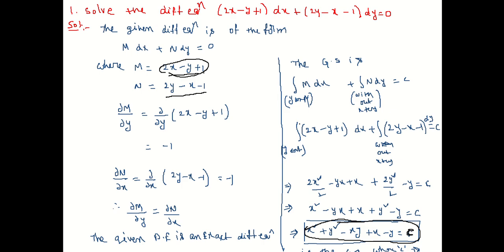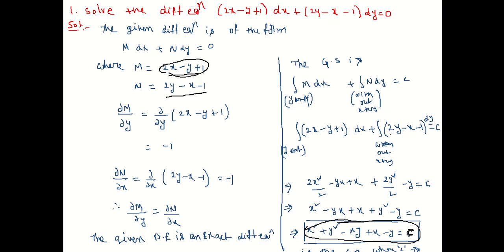Now see, integral, what is M? 2x minus y plus 1, with y constant, into dx, plus integral N. First you write N as it is. The x terms you cross out and the remaining terms you integrate with respect to dy. So what is N? 2y minus x minus 1 into dy equals c.